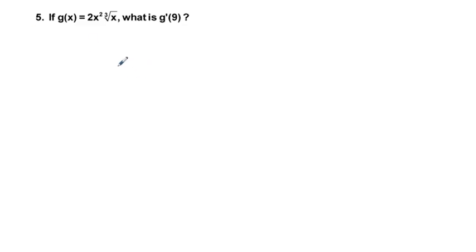Problem 5: if g of x equals 2x squared cube root of x, what is g prime of 9? Now this one could be done in different ways. One way this could be looked at is a product of two functions. If we look at this 2x squared, and then this cube root of x, and treat them as a product of functions. That's one way to do it.